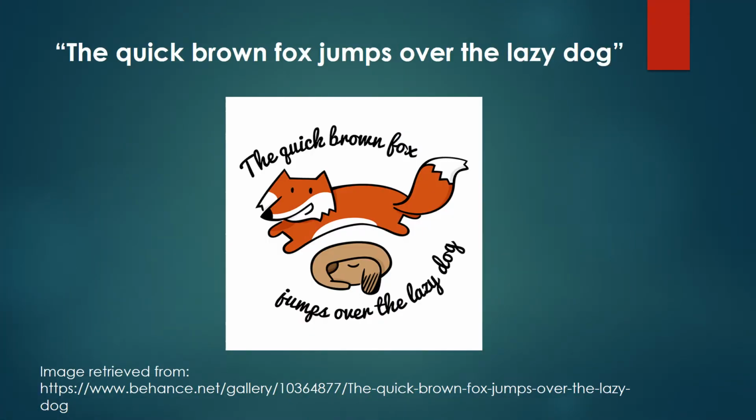LaBerge and Samuels also buy into the bottom-up literacy theory, but they added another layer called automaticity. The quick brown fox jumps over the lazy dog. This sentence uses every letter in the alphabet, but when reading the sentence, you didn't have to take time to individually sound out every letter. That would take forever. The words were so familiar that reading just became automatic.